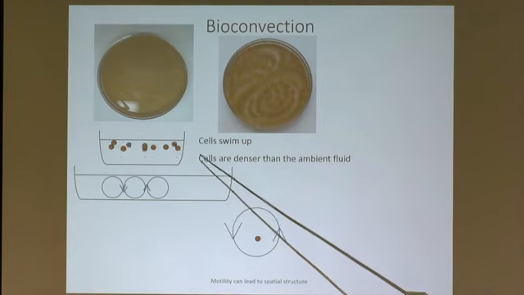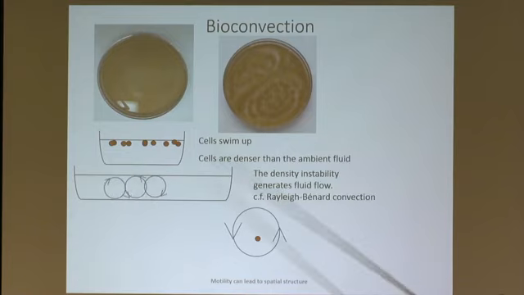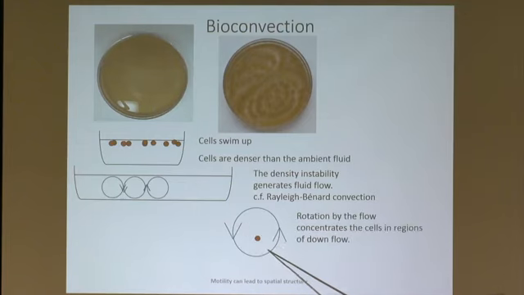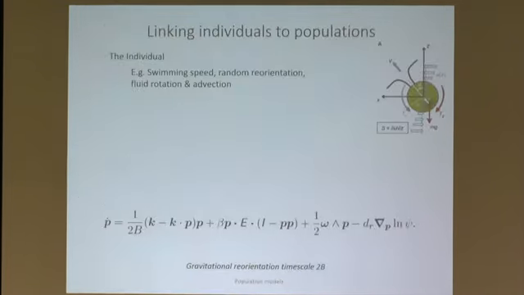The cells tend to swim upwards because they're phototactic. Because the cells are denser than the fluid, you get an instability like Rayleigh-Bénard convection. That instability generates flow, and the flow causes the cells to focus into the downwelling regions because of this viscous torque. So again, here's just an example of how swimming interacts with flow to lead to spatial structure. And there's lots of nice mathematics to do with that, which I won't discuss in detail today.